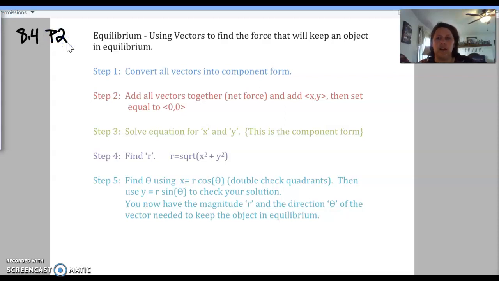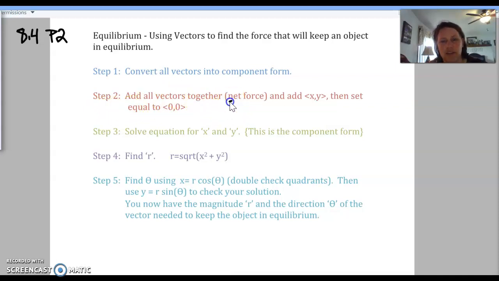And in this section, we're going to be talking a little bit about equilibrium, using vectors to find a force that will keep an object at equilibrium. So we've got a couple examples that use this. So I just want to go through the steps for that. So first thing that we want to do is convert all vectors into component form. Then we're going to add all the vectors together, which finds our net force.